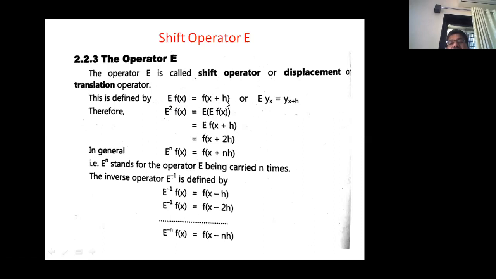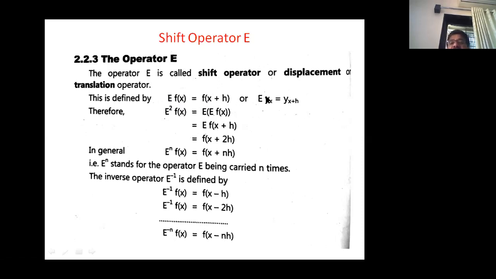This is not a difference operator. Why are the previous two called difference operators? Because there is a difference, there is subtraction of two values. Here this operator is not a difference operator, and that's why E f(x) just shifts the point to the next point. So E f(x) is f(x+h), the value at the next point. So the next point of x is x+h. So what is E of f(x+h)? It is f(x+2h). E of f(x+3h) is f(x+4h). In this way, we find the value of the function at the next point.